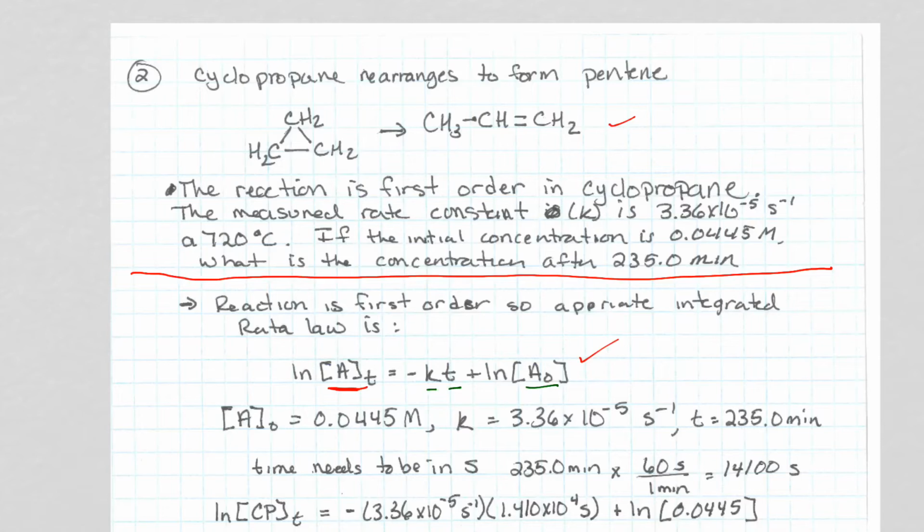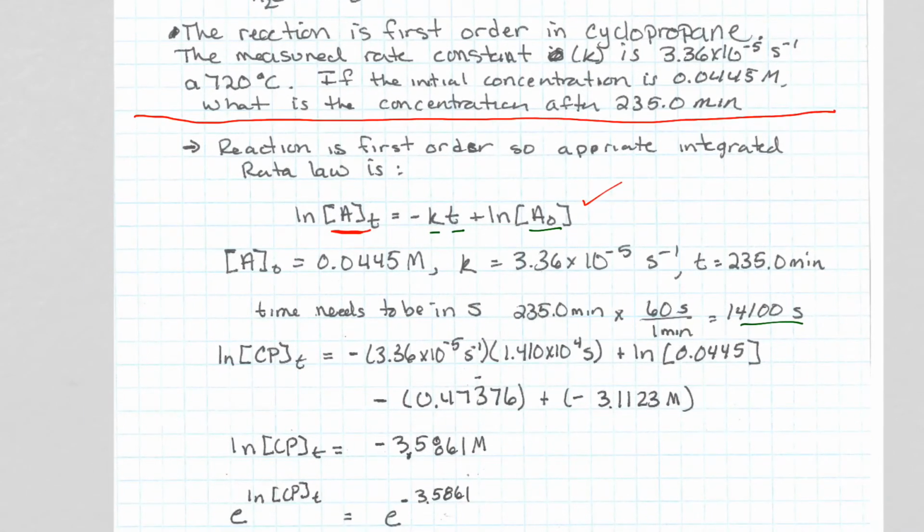One thing you have to pay attention to in some of these is that you have to make sure your time is in seconds. Typically your rate constant is given in seconds, so you need your time in seconds. But the bottom line is the time units have to match. If you know the rate constant in seconds, then your time has to be in seconds. So first thing is to convert 235 minutes into seconds. That's straightforward: 60 seconds per minute, 14,100 seconds.